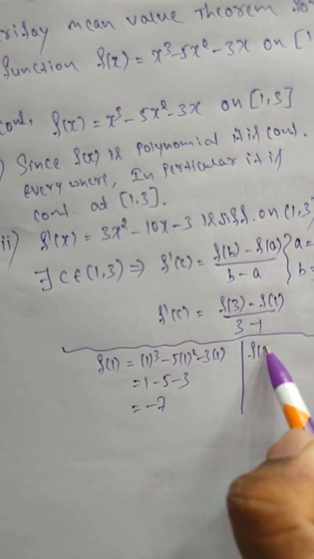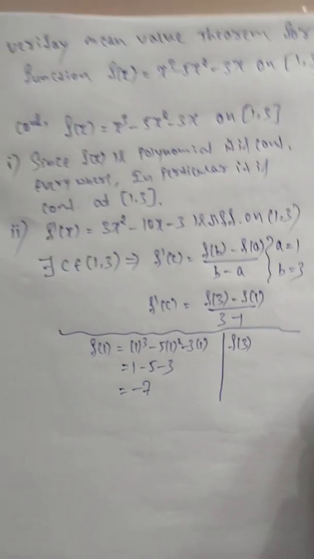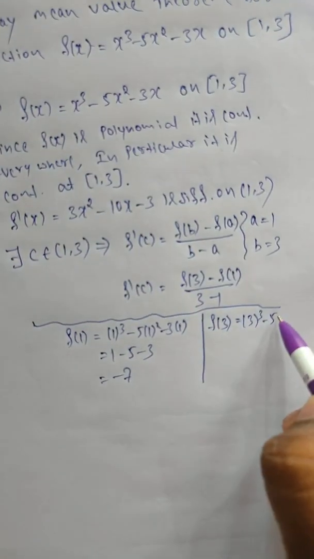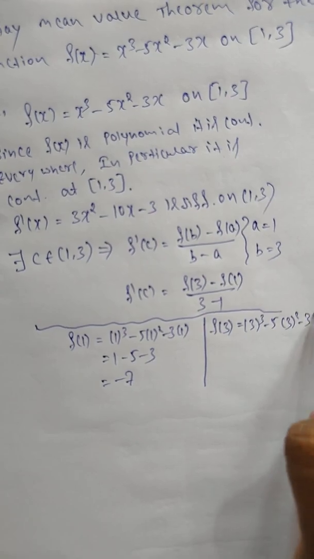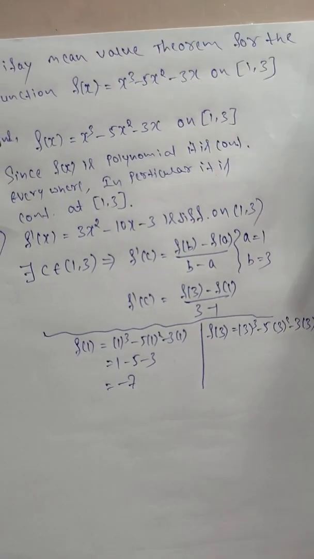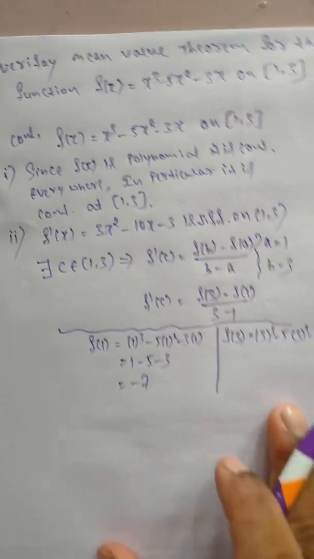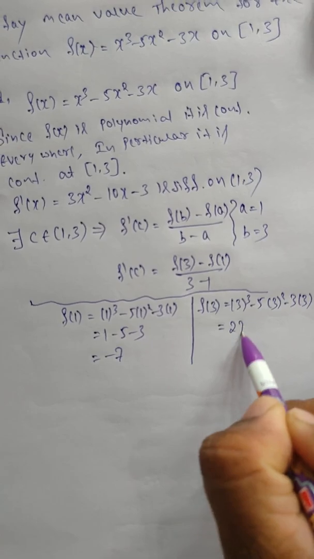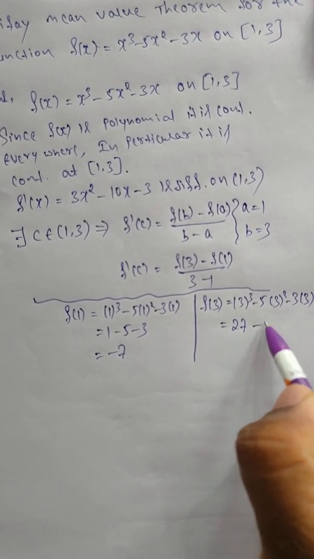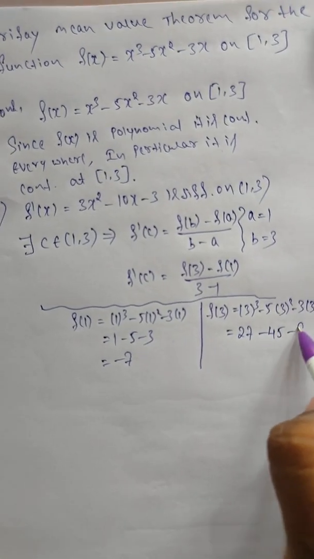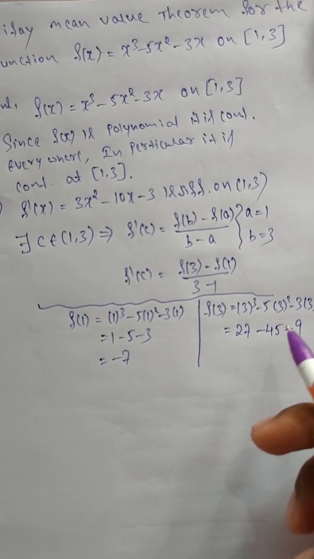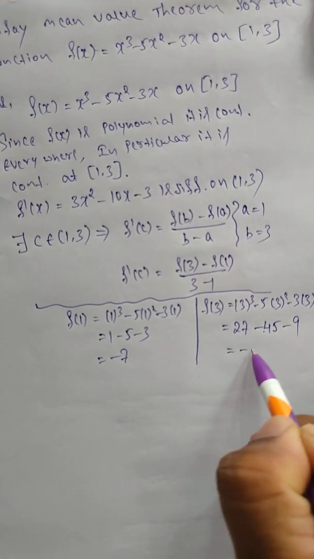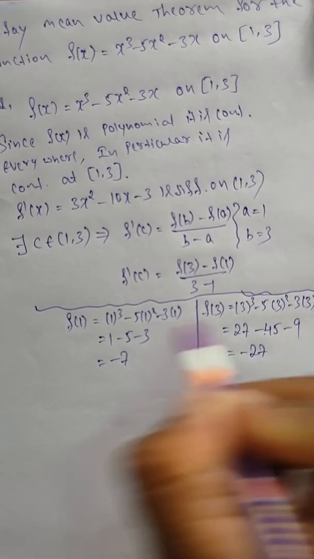Now what is f of 3? F of 3 is 3 cube minus 5 into 3 square minus 3 into 3. Now here what is 3 cube? 27. 3 square is 9, 9 fives are 45, 3 threes are 9. Now if you simplify, minus 45 minus 9 is minus 54, minus 54 plus 27 is minus 27. So this is minus 27.